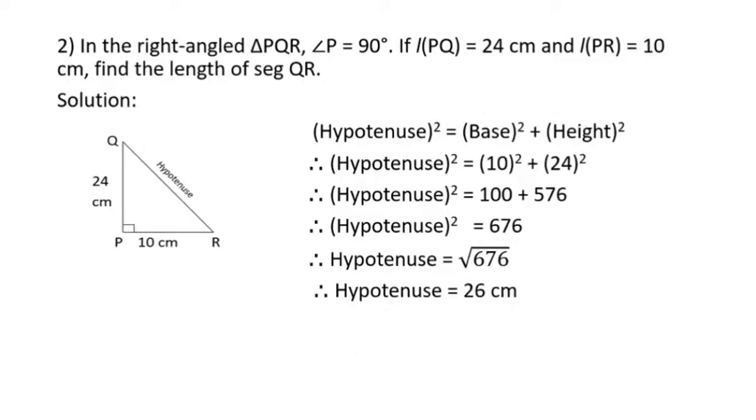Second example. In a right angled triangle, triangle PQR, angle P is equal to 90 degree. This example is from your practice set. Angle P is equal to 90 degree. If length of PQ is 24 centimeter and length of PR is 10 centimeter, find the length of segment QR.